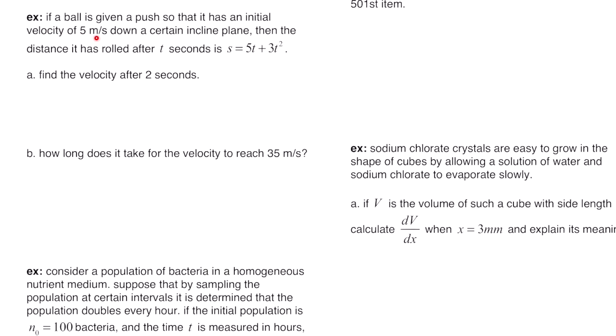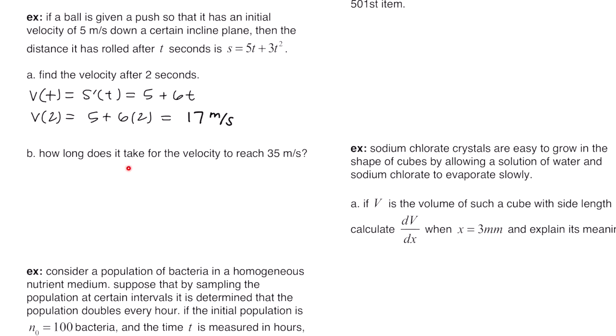This example says if a ball is given a push so that it has an initial velocity of 5 meters per second down a certain inclined plane, then the distance it is rolled after t seconds is given by the function 5t plus 3t squared. Find the velocity after 2 seconds. Velocity is the derivative of the position function, so we take the derivative of this function and we get 5 plus 6t. And now we plug in 2 for t, so we get a velocity of 17 meters per second.